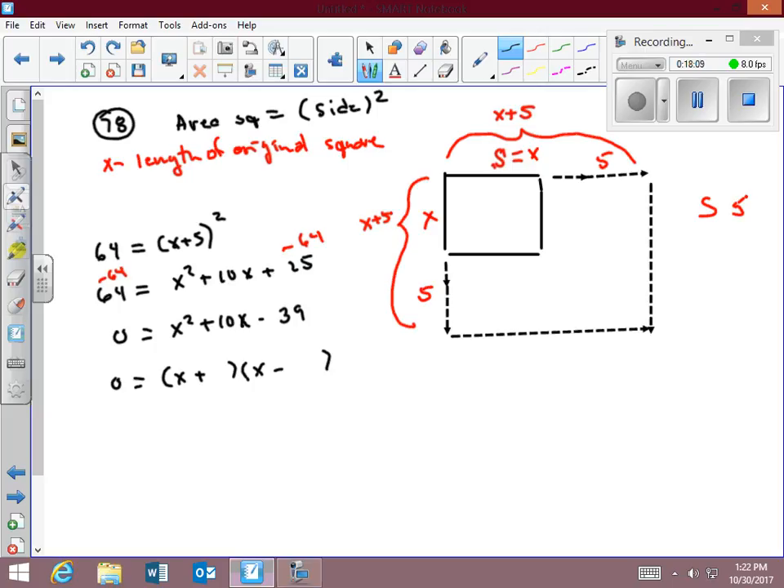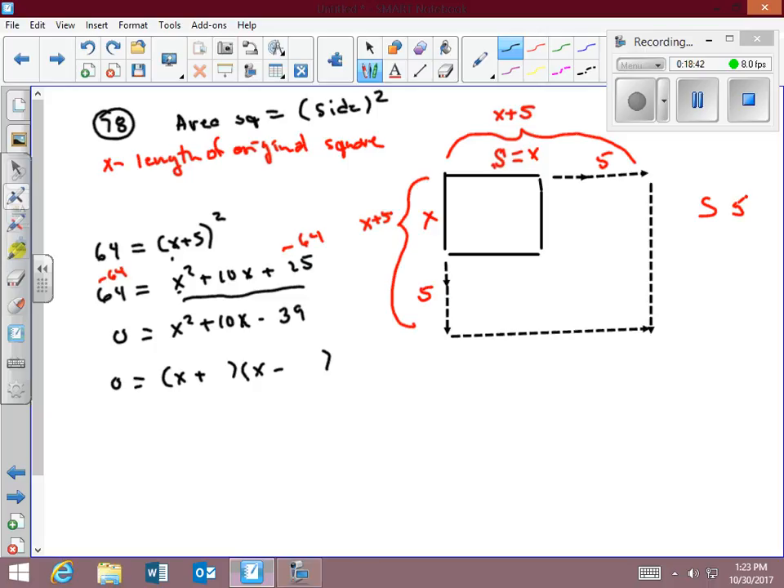Just to make sure, did the 10x and the plus 25 come from because it was a binomial? You mean this? How did I expand this? A binomial squared is always the first term squared, so you square the x, and then it's 2 times the product of the first times the second, so it's 2 times x times 5, which is 10x, and then it's the second term squared.